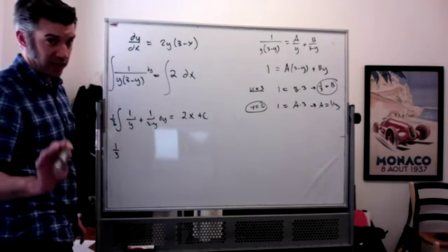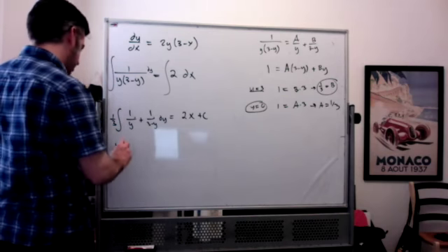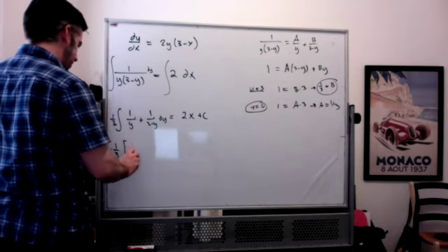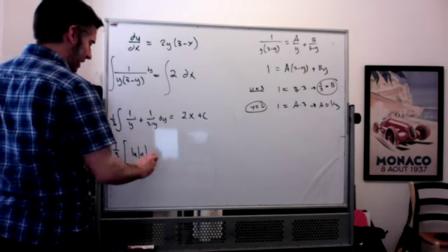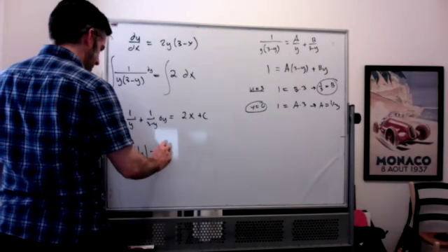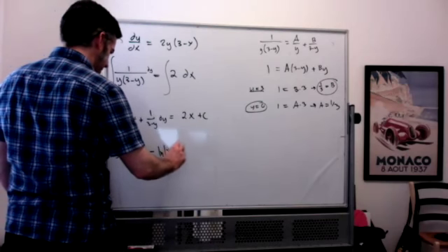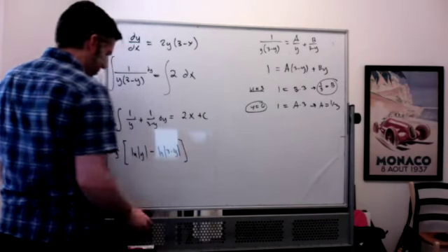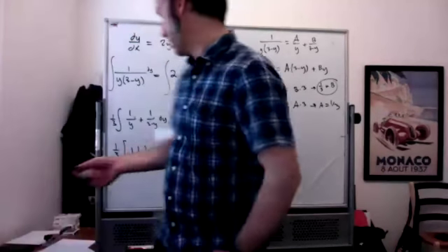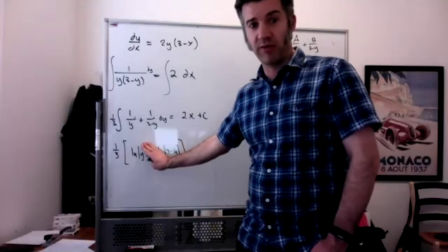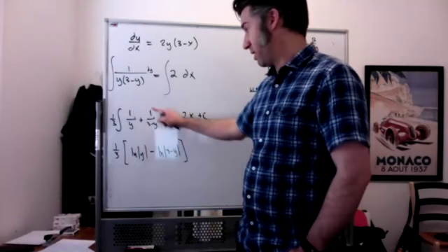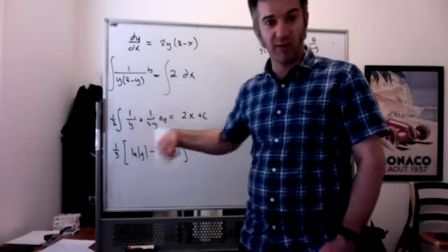Now we have to be extra careful here. It really, really matters. The integral of 1 over y is the natural log of the absolute value of y. The integral of 1 over (3 minus y) is negative natural log of the absolute value of 3 minus y. And right, we need that negative, because the derivative of the natural log of 3 minus y is 1 over (3 minus y) times -1. But I don't have that -1 here, so I need a negative to counteract it.